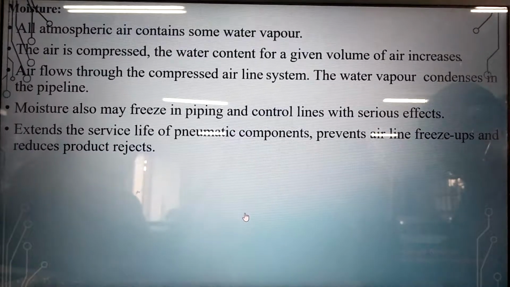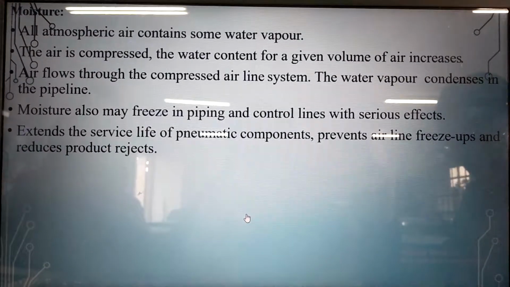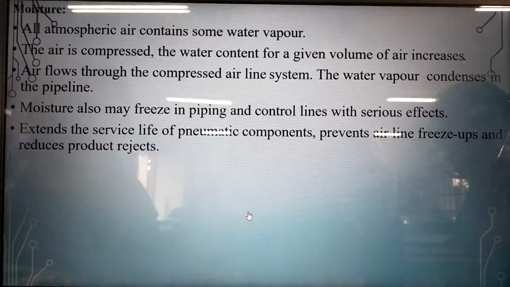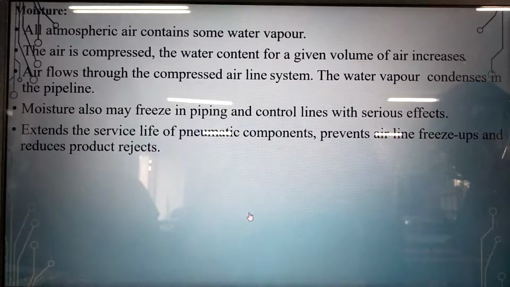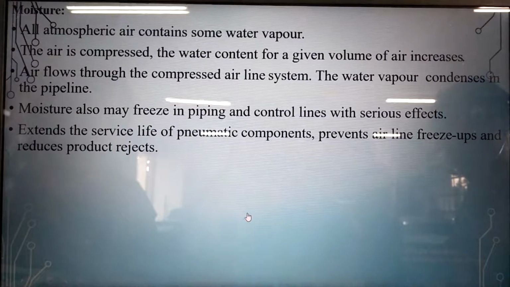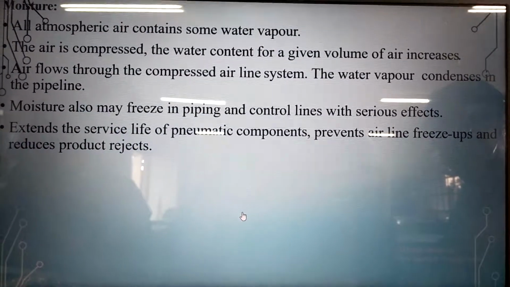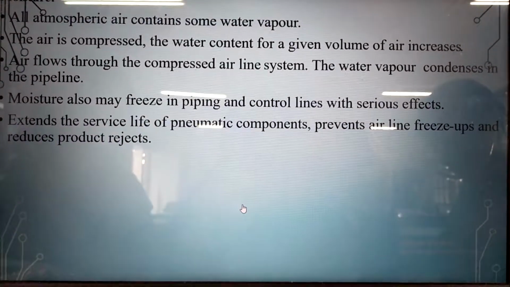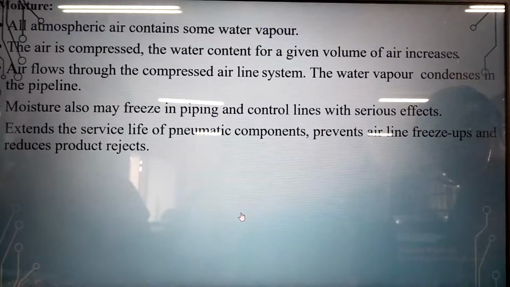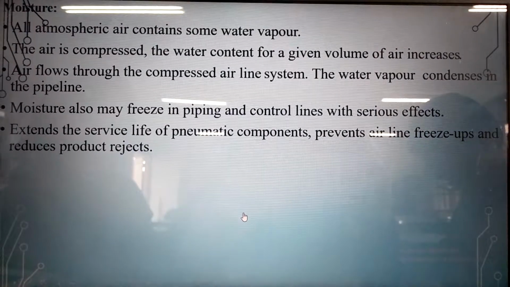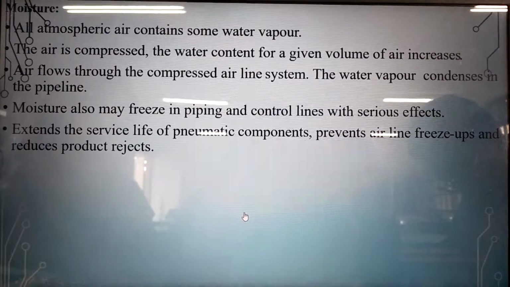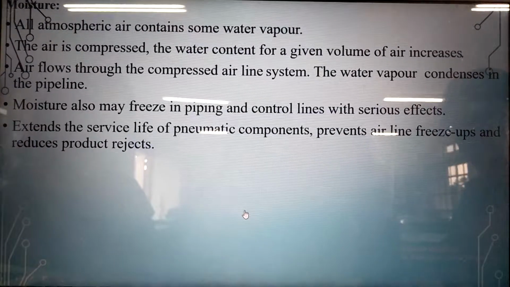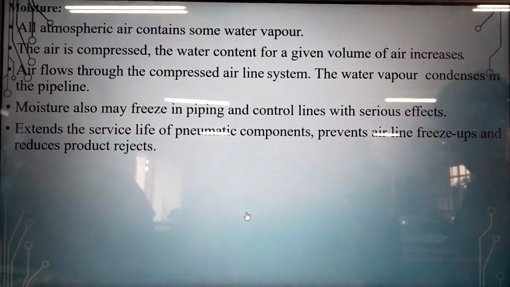Moisture: atmospheric air contains some water vapor. When the air is compressed, the water content for a given volume of air increases. Air flows through the compressed air line system. The water vapor condenses in the pipeline. Moisture also may freeze in piping and control lines with serious effects. Drying extends the service life of pneumatic components, prevents airline freeze up, and reduces product rejects.